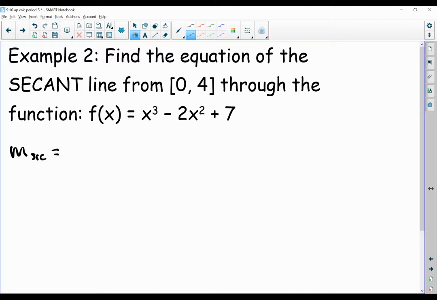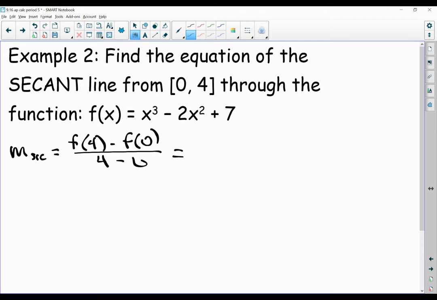The average rate of change of our function is the slope of the secant line. So I'm going to do f of 4 minus f of 0 over 4 minus 0. And again, I'm writing that step. Is this step necessary? No. Will it save you when you can't add right? Absolutely. So I'm a big fan of it.